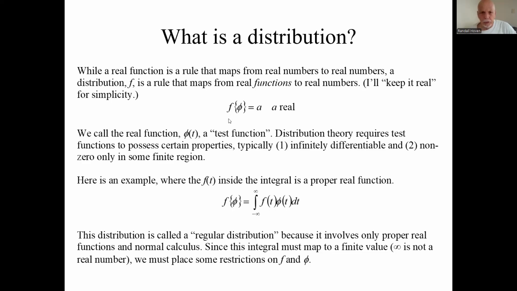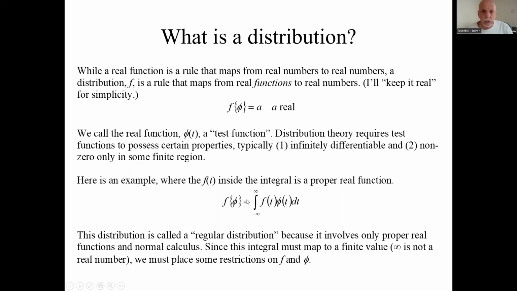We're talking about distributions right now. And what a distribution is, remember, is a rule that maps from a function to a real number, as opposed to a function which maps from a real number to a real number. It's a rule that maps a function to a real number. Here was one example of such a distribution.